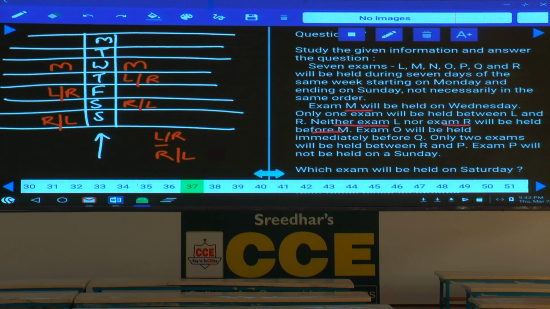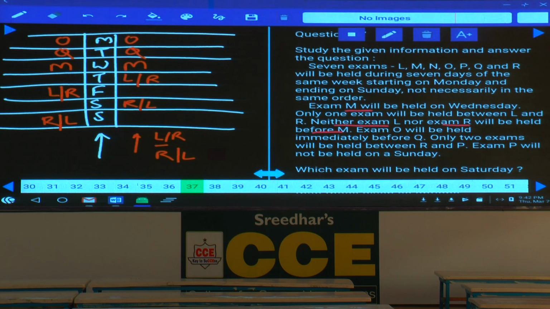Exam O will be held immediately before Q. Now in the first case, O is immediately before Q means O must be on Monday and Q must be on Tuesday. And here also immediately before is clearly given. Hence O and Q must be on Monday and Tuesday.